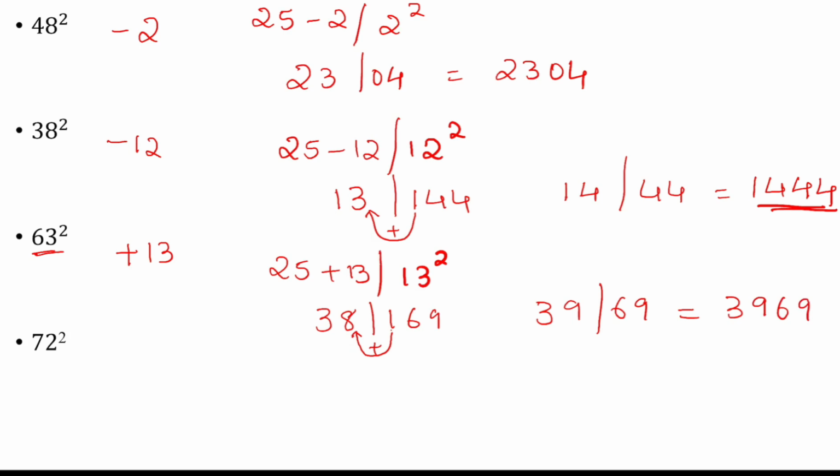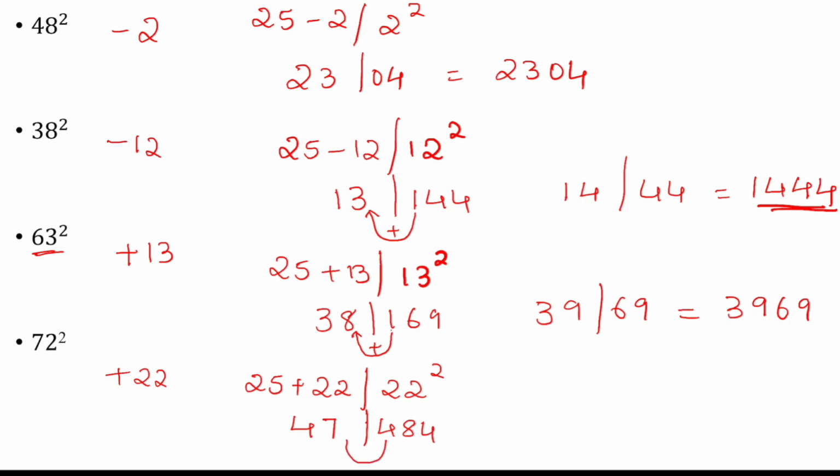Next, 72 square. 72 is how much more than 50? It is 22 more than 50. Okay, therefore 25 plus 22 bar 22 square. 25 plus 22 is 47 and 22 square is 484. We have to know squares till 30 by heart. Okay, till 30 we should know all squares by heart. Then it will help us to solve bigger squares.